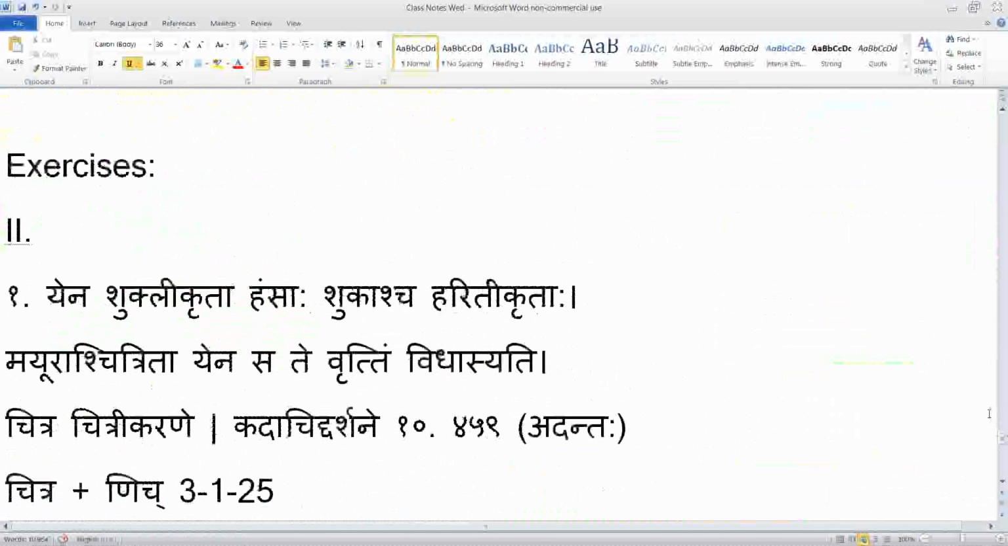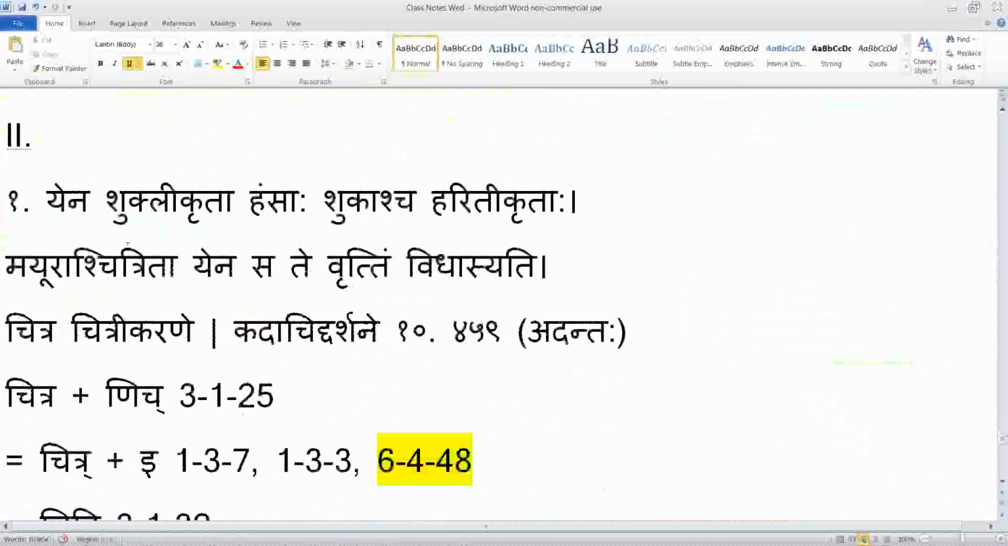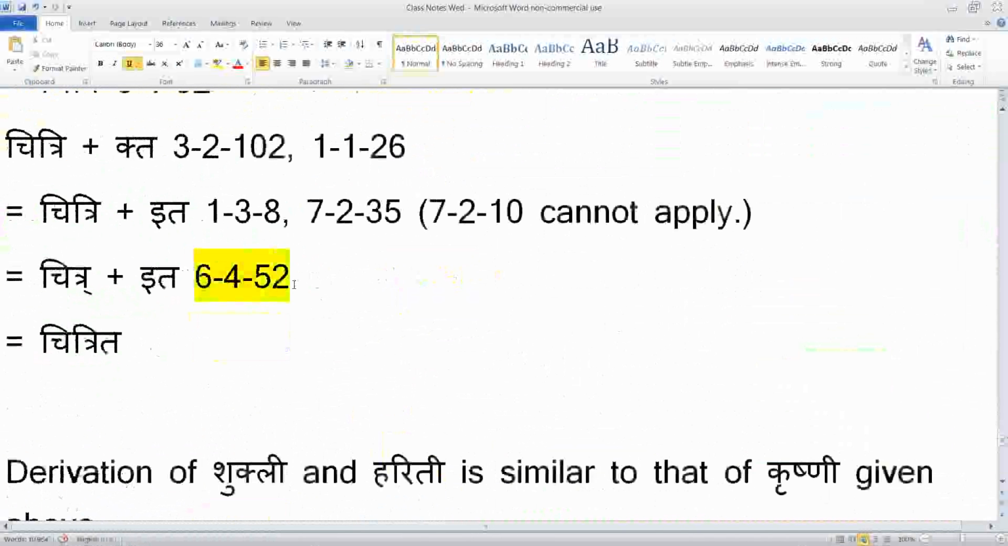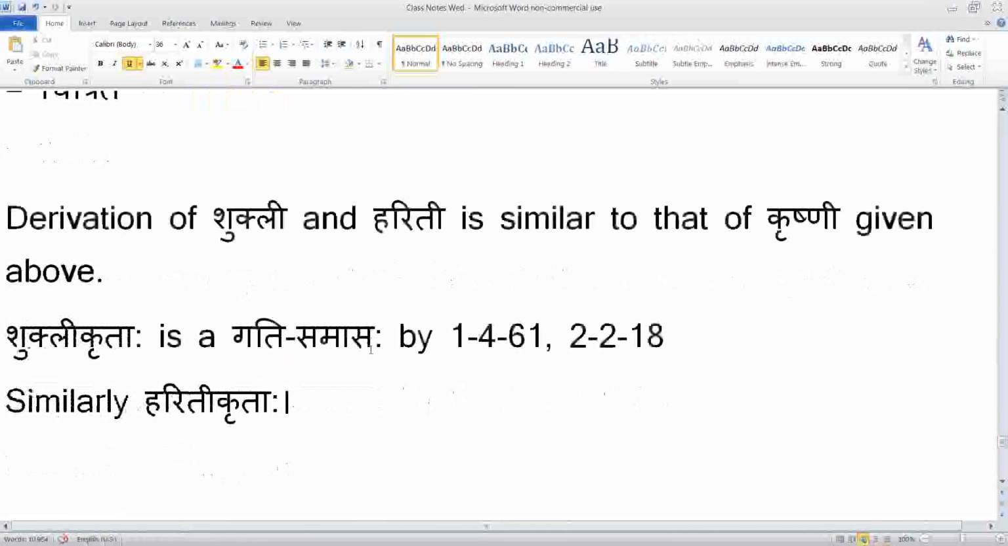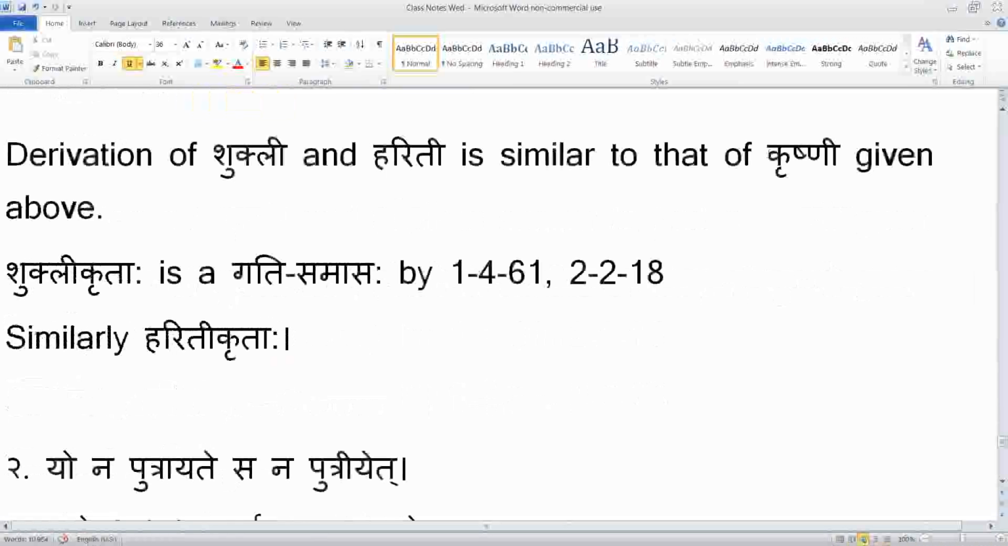So I just put shukli kritaha, hariti kritaha, and those are the same as what we had before. We have this krishni krita, krishni karoti. Krishni karoti we did in the class. So let's go back to that for a second. Krishni, and see the derivation. It's the same steps, all the same steps.